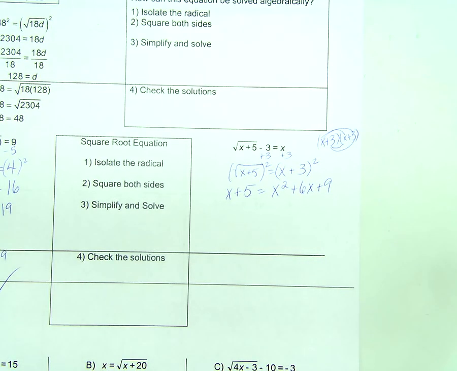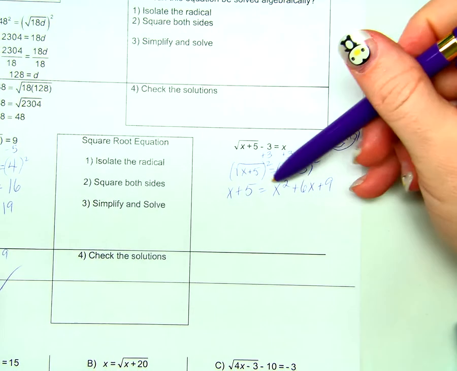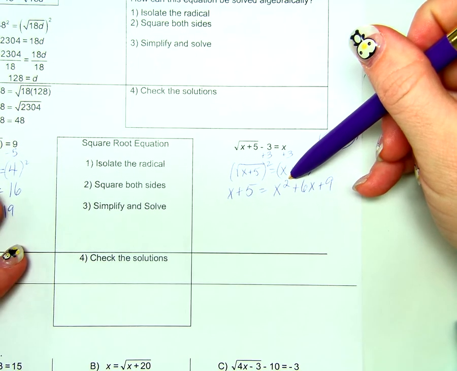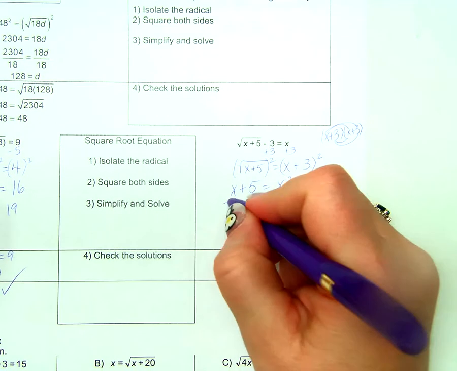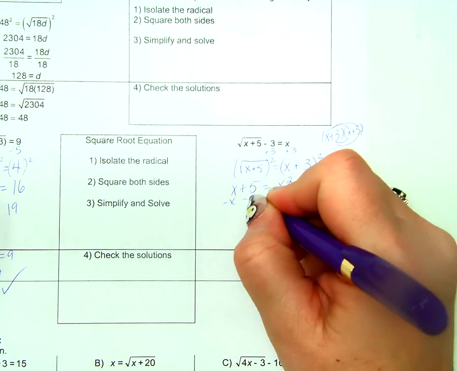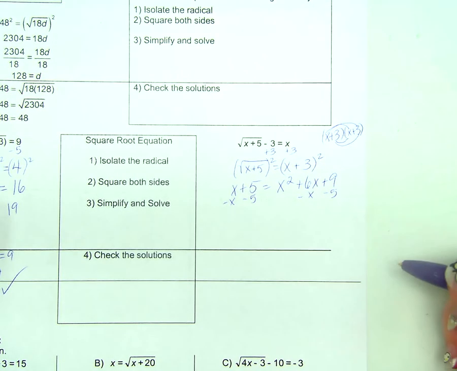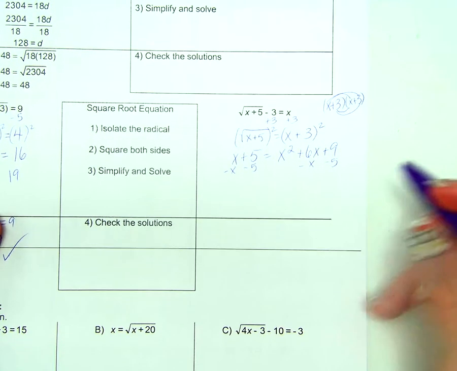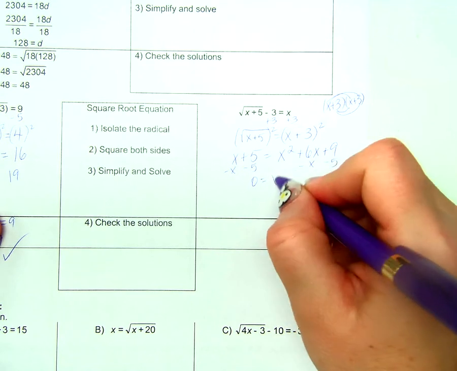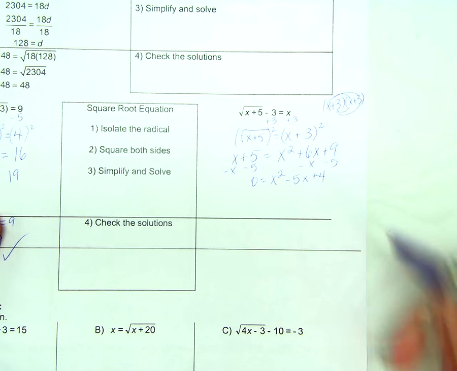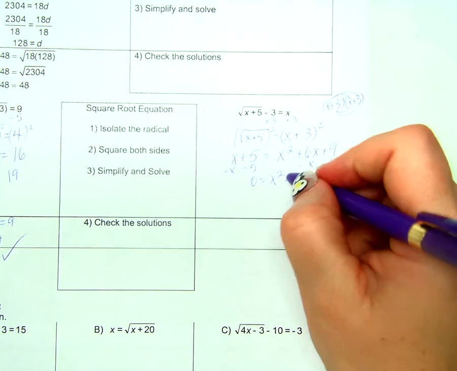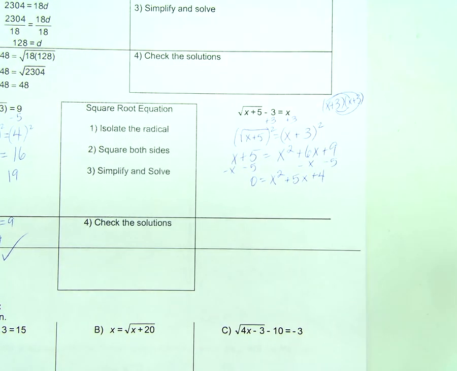Now what? It is quadratic, right? Do you see that? If it's quadratic, what do we want to get it equal to in order to solve it? 0. So let's subtract x from both sides. And let's subtract 5 from both sides. So 0 equals x squared minus 5x plus 4. Plus 5x. Thank you.